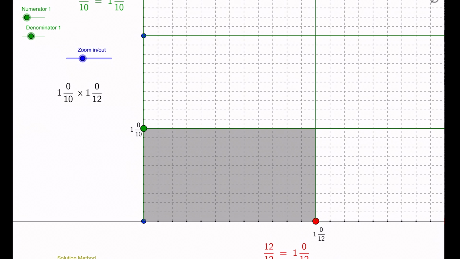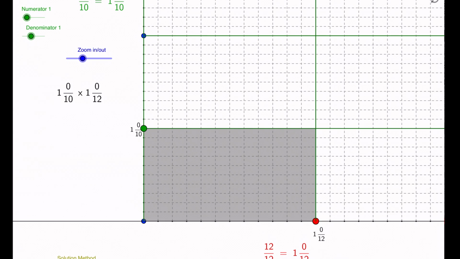So the green lines represent the 1. The green lines will show 1, and then the next green line will be 2, and then the next green line will be 3. And what happens then is the distance between each green line is the whole that we had been talking about, the distance between 0 and 1.